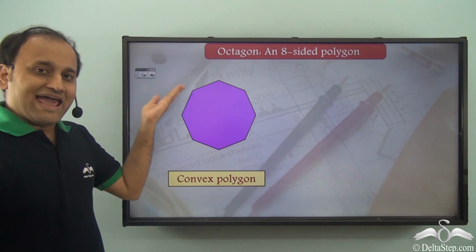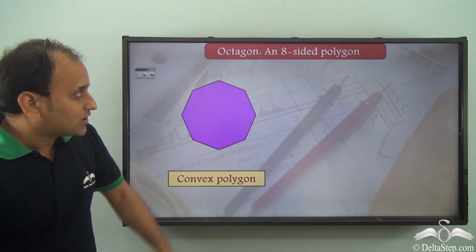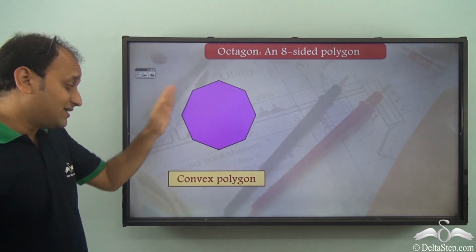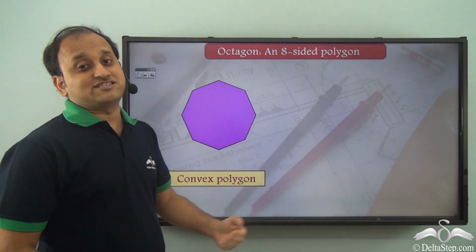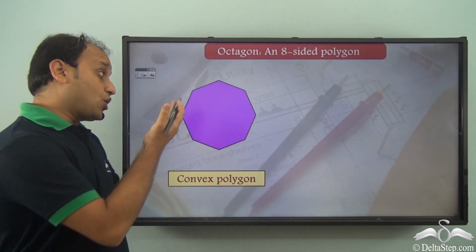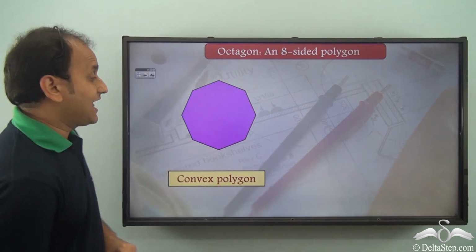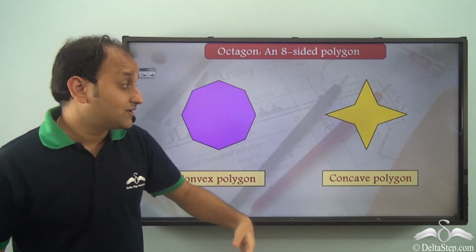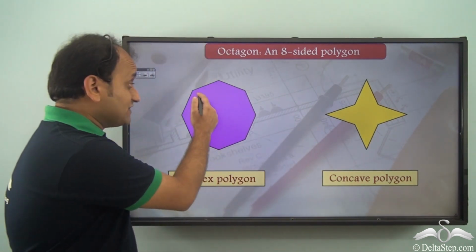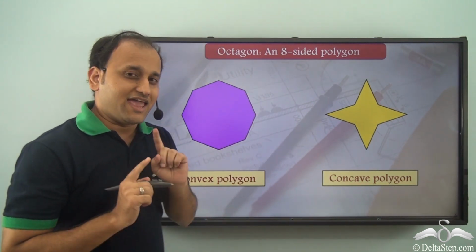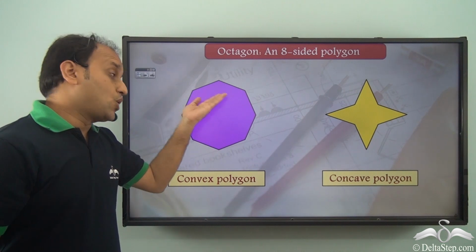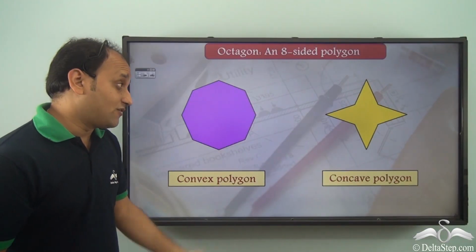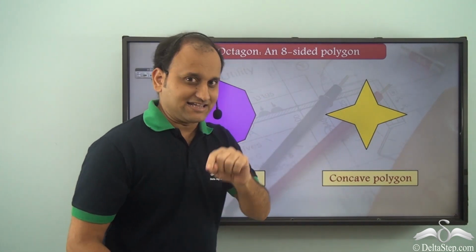So we have an octagon here. And what is an octagon? An 8-sided polygon. So this octagon here is a convex polygon. Now, can we have a concave octagon too? Well, we can. So this is another octagon which is concave. So what do we see? Both of them have 8 sides, but one is convex while one is concave. And why do we call this convex while this concave? Let's understand.